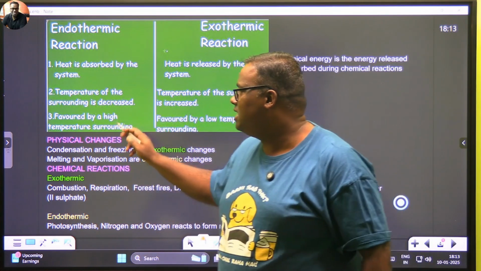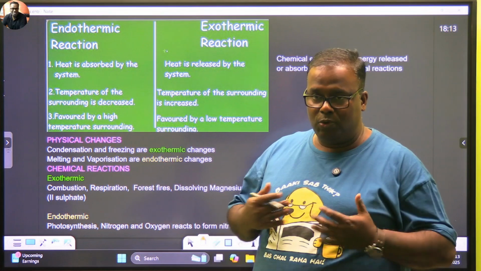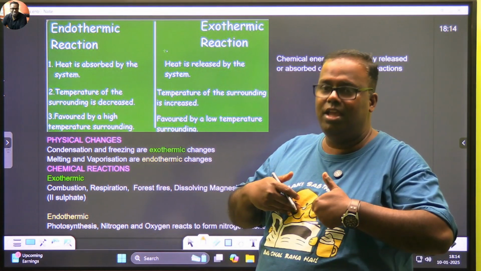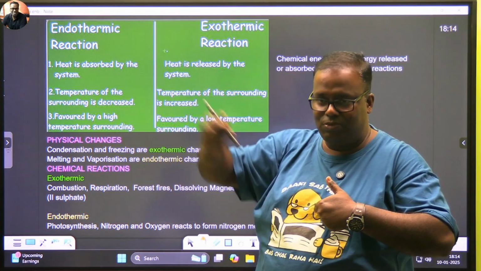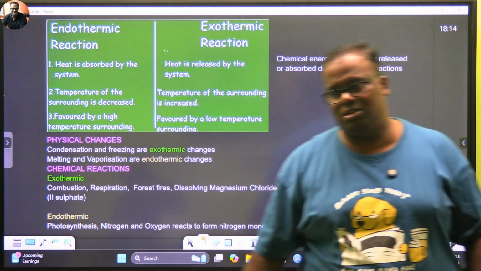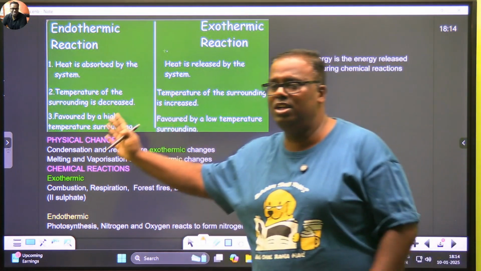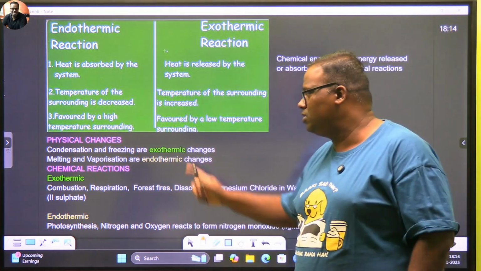The third line says favored by a high temperature surrounding. आपको सिस्टम में हीट घुसाना है. That means surroundings temperature must be more. Then only the heat will flow this way. Otherwise, heat will not flow. So it's favored by a high temperature surrounding. ये इतना जरूरी नहीं है जो green में है. This is from physics perspective. Don't break your head on that. We'll break our head on this one.